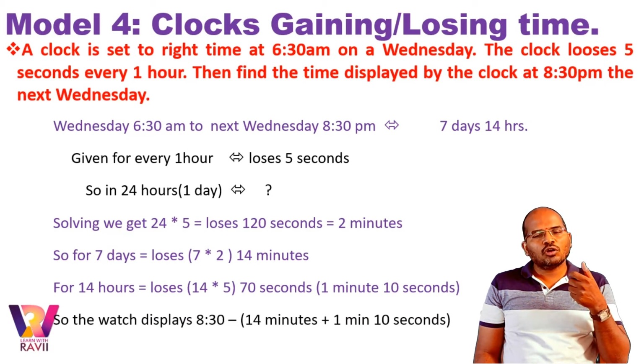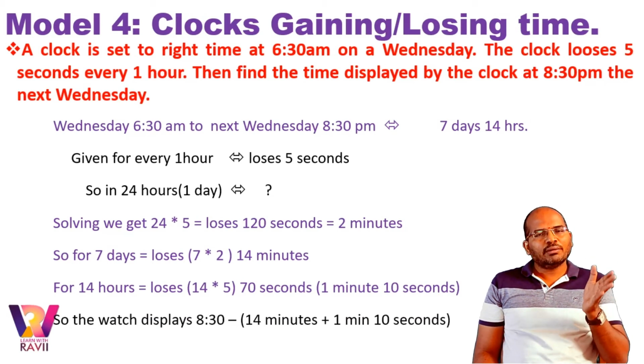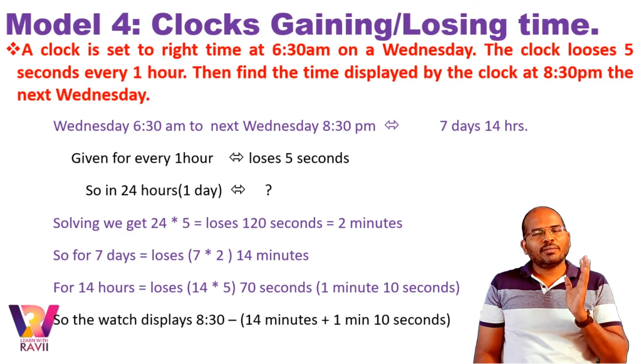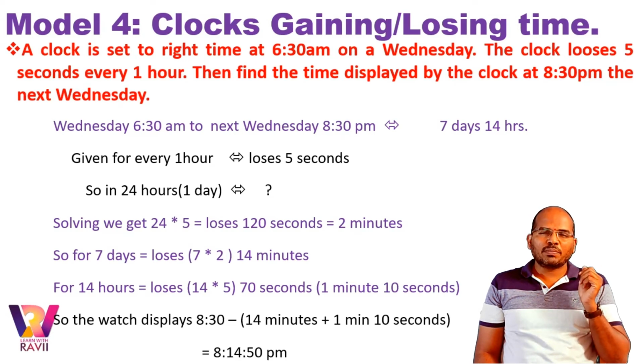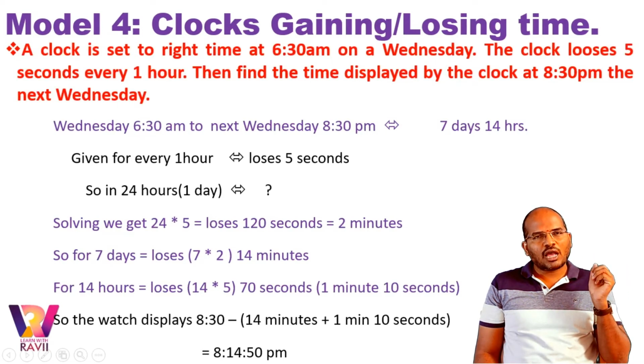So the overall loss is 8:30 p.m. minus 14 minutes and 1 minute 10 seconds. So the time displayed on the clock would be 8 hours, 14 minutes, 50 seconds. Am I clear to you? It is 8 hours, 14 minutes, 50 seconds.